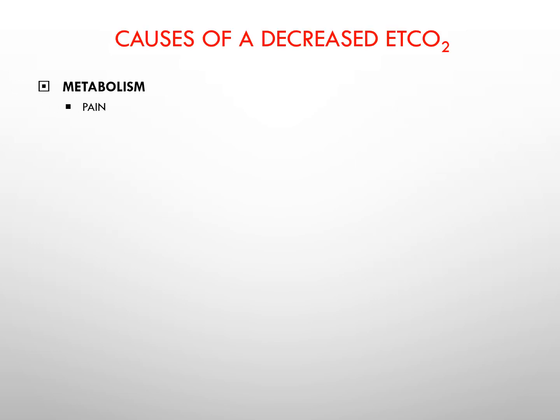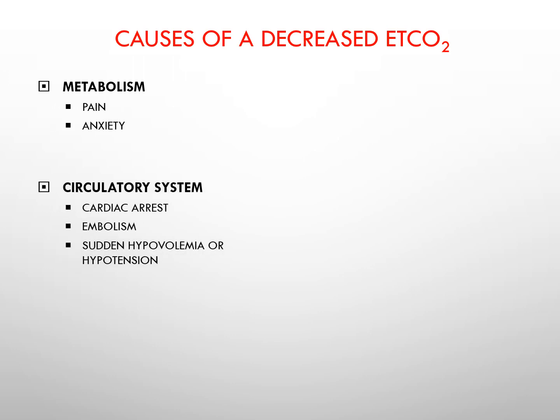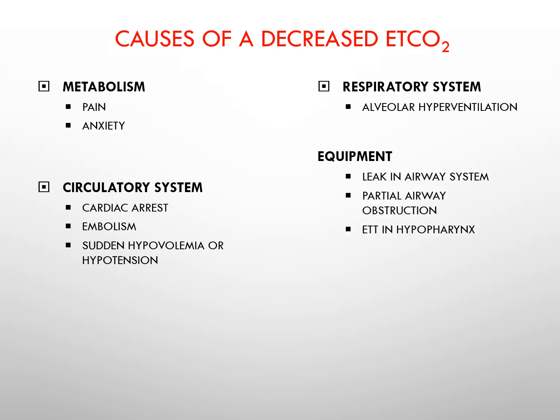So causes of a decreased end-tidal CO2: pain and anxiety can affect both the respiratory system and the metabolic side of the equation. With the respiratory system, patients in pain are breathing quickly, or they're anxious and breathing quickly, so they're blowing off more CO2. So it's really alveolar hyperventilation, the two top subcategories we have in this slide. Then beneath them, on the circulatory side of the equation, you're looking at something like a cardiac arrest, where again you have oxygenated blood that's not being circulated through the body, so it's not able to pick up CO2 and return it back to the lungs.